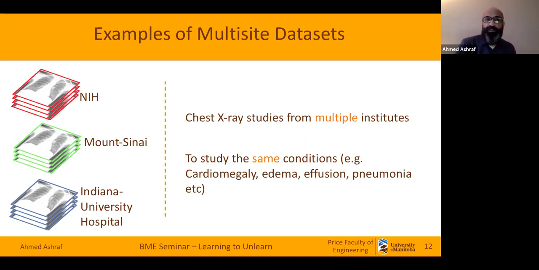For instance, we could have access to data sets from multiple sites, like maybe imaging studies from multiple hospitals, and they study basically the same condition, for example, the same diseases. And of course, the objective is to try to learn a model that can classify these diseases. But of course, these images are coming from different sources.